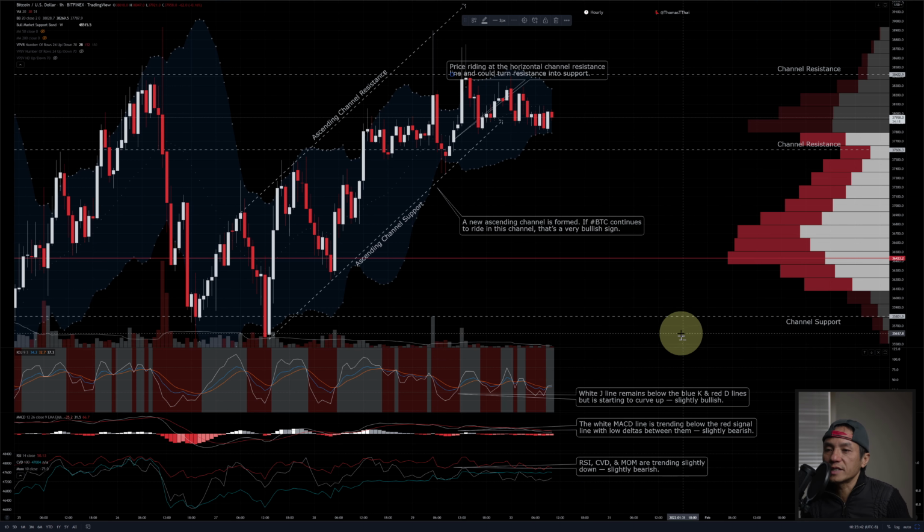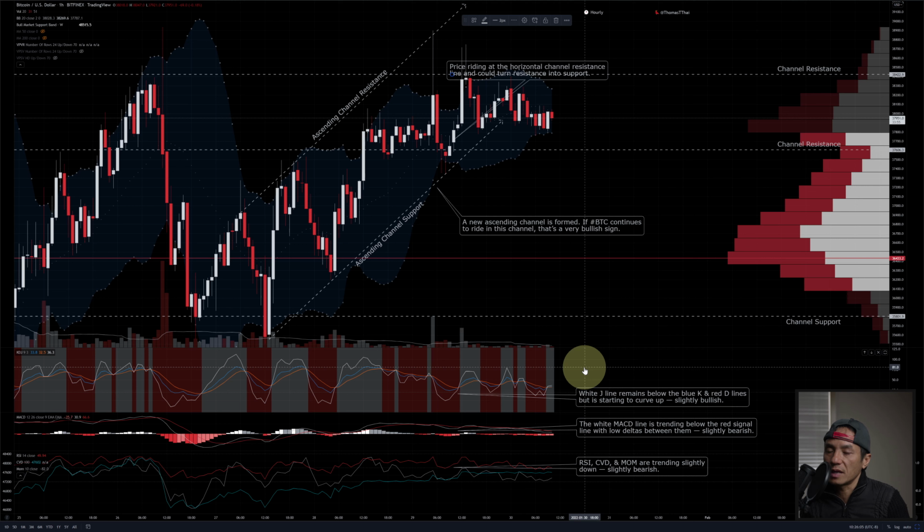Let's go below and take a look at the notes from the previous video yesterday. That last point was right around here. The white J line remains below the blue K and red D line, but it's starting to curve up slightly bullish. So right here is where we had that note. It did curve up, the white line I'm talking about here.